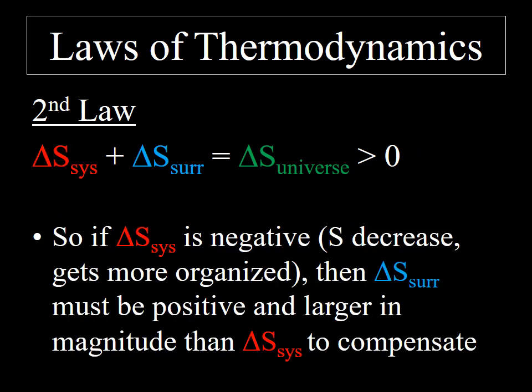So if the entropy of the system is negative, meaning that S decreases, the system is getting more organized, then the entropy of the surroundings has to increase. That delta S would be positive, and it's going to have to be larger in magnitude than the change of S in the system to compensate for the fact that the system got more organized, its entropy decreased. So if the two terms added up are always going to be a positive value, then when delta S system's negative, delta S surroundings has to be positive and bigger. So if you make your system more organized, your surroundings are going to have to get even messier to allow for the process to go forward.